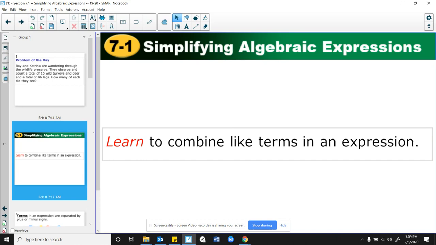Okay. So we are starting chapter 7 now. We just finished chapter 6. Okay, I've got most of the quizzes graded. Hopefully, we can pass those back on Friday.